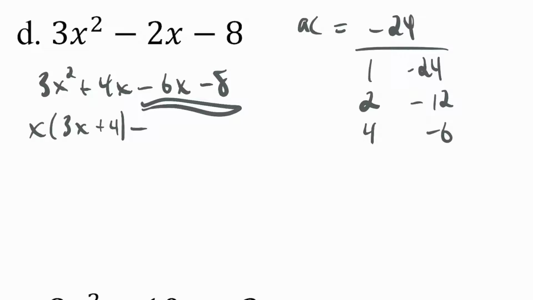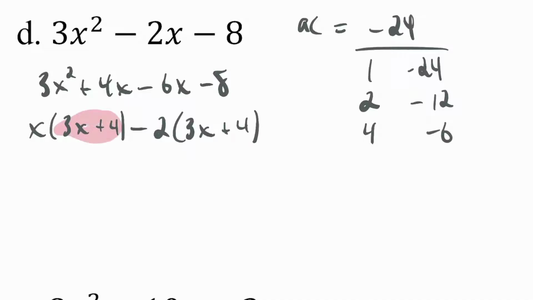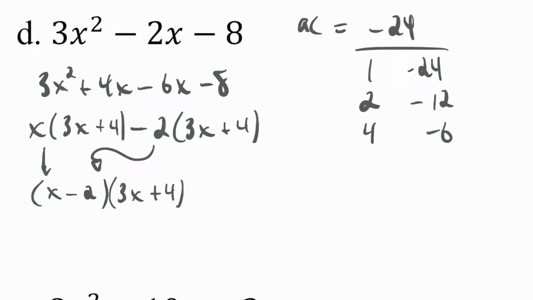Think about it. So -2, those numbers are both even. And notice that again, in the parentheses, I have the same thing repeated, 3x plus 4. So now 3x plus 4 is a common factor. I'm going to take these two, put them together, and get my factorization. I'm done. That's it. Okay, well, let's do another one.